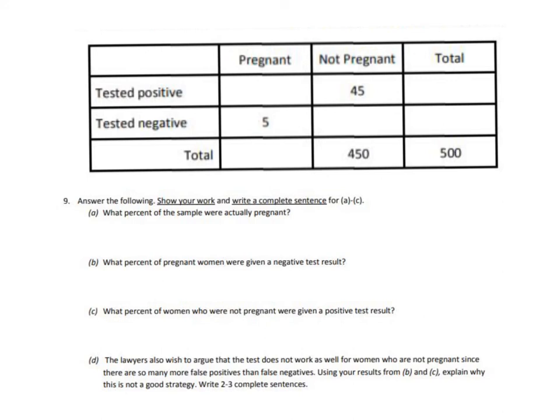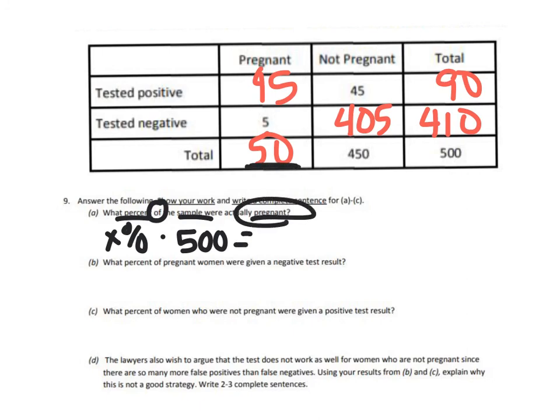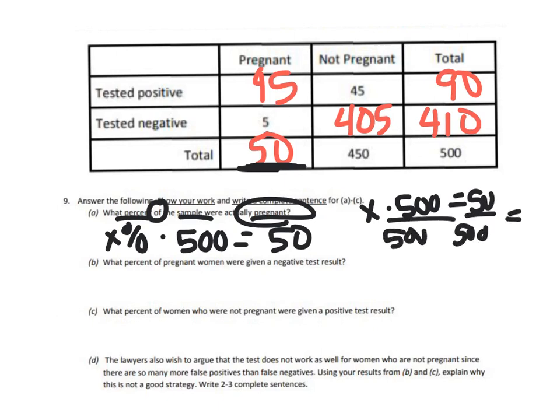Okay, number 1. Let me redo these numbers. This is 405, 410, 90, 45, 50. Okay, so we're going to translate this as is. This says what percent of the sample, there's 500 in the sample, were actually pregnant. So my were actually pregnant, there's 50 that were actually pregnant. So my x times 500 equals 50, divided by 500. That gives me 0.10. So that's going to be 10%.